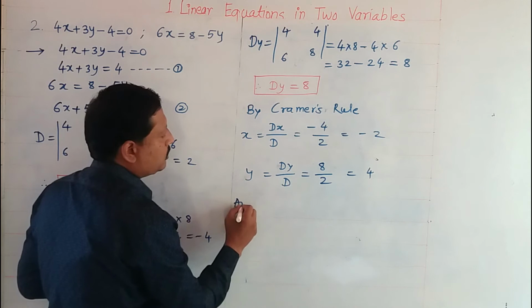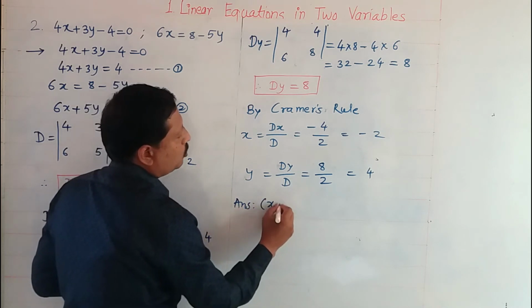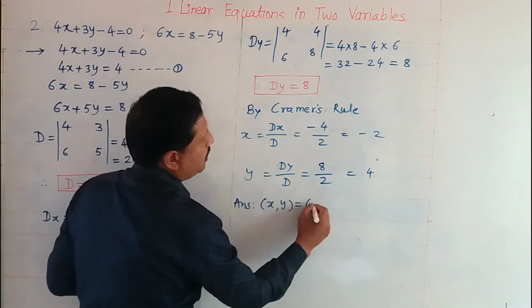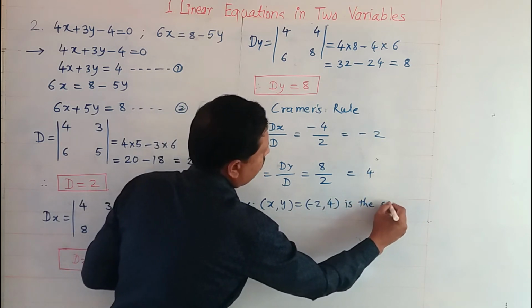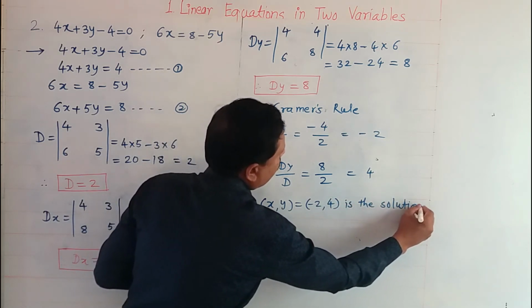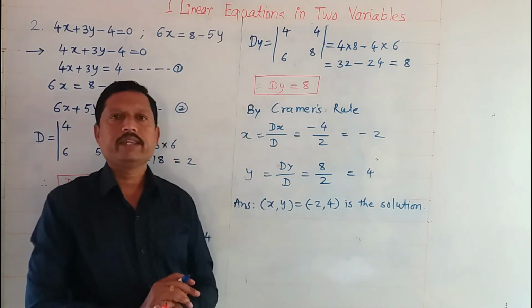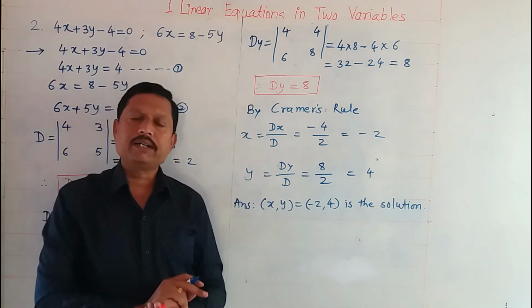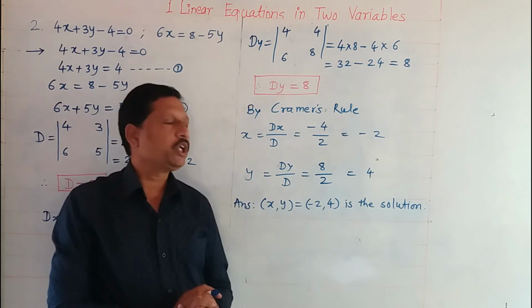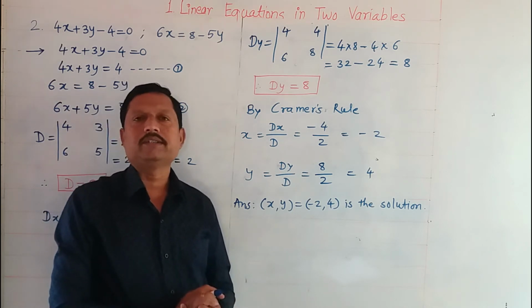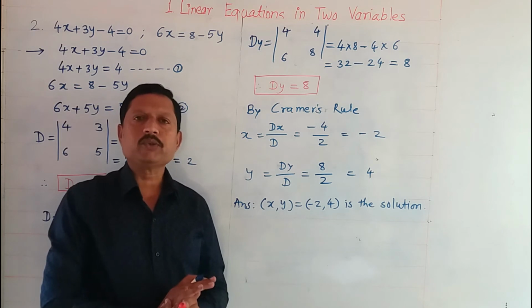Hence write down the answer. Answer is x, y is equal to minus 2 and 4 is the solution. So in this way we solve this equation by using the Cramer's method. This method is invented by the great mathematician Cramer. Hence this method is known as the Cramer's rule method.